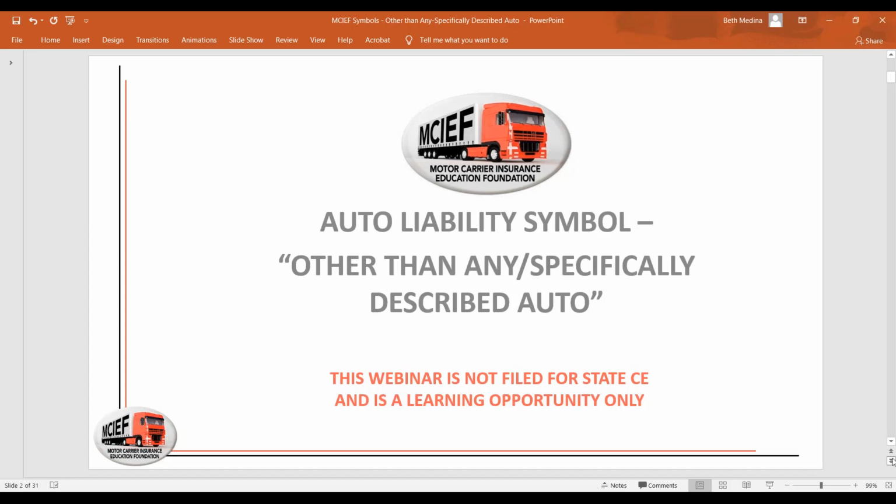Auto liability. This part of it is going to be other than any and specifically described autos.